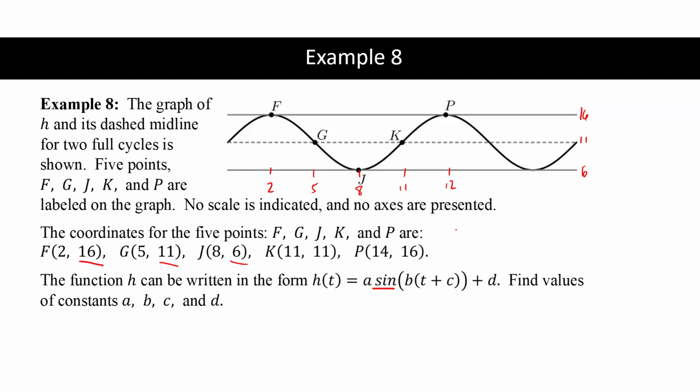Oh, 14. Yes. Sorry. So our A equals what? 5. Perfect. What's our D? A and D are always your easiest. What's our D? 11, because D is always your midline.